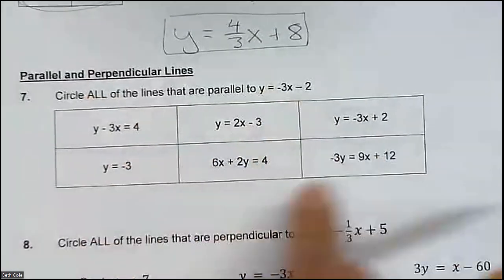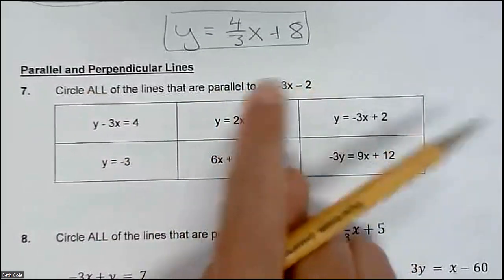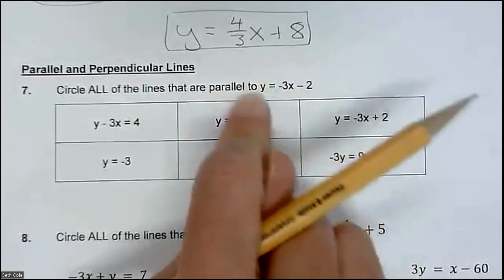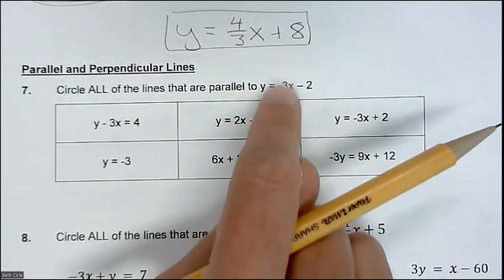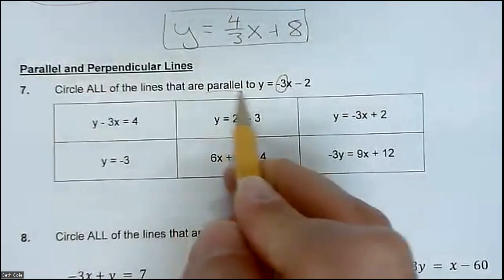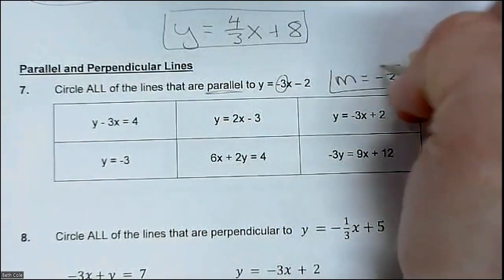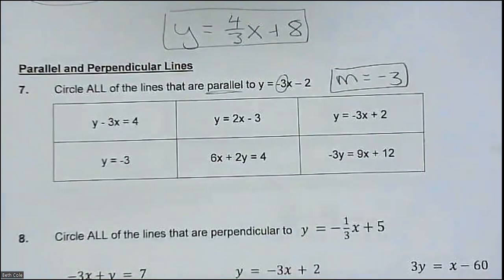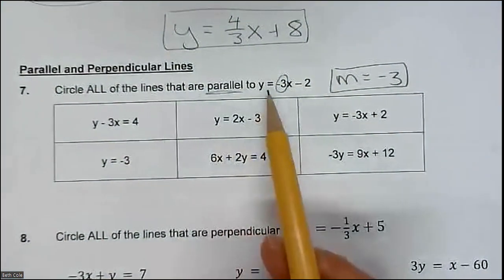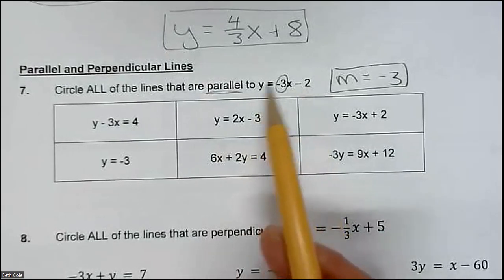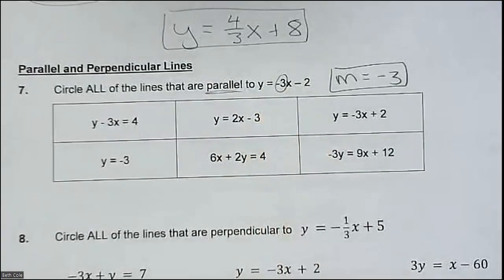All right, circle all of these choices that are parallel to this. Okay, what's the slope of this line? -3, and parallel means the same. So we want to circle all the ones that have a slope of -3. Now, what I would do is look for ones that are already in this format, y equals mx plus b, and see if they have a slope of -3.